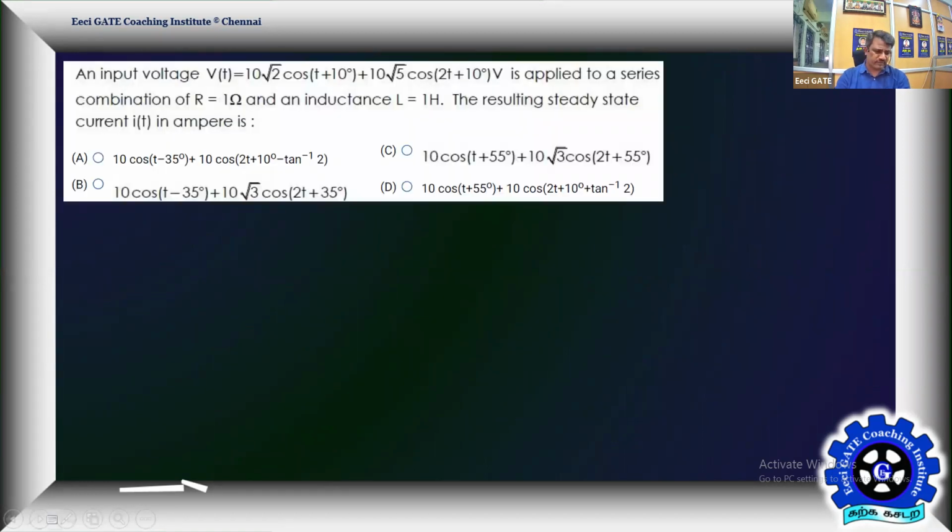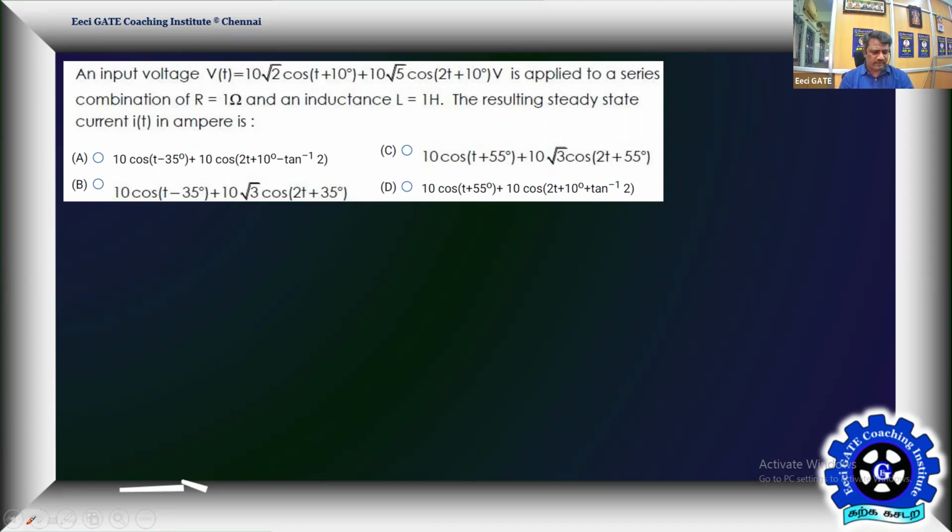Next one. It's also from circuits. Another 2 marks. An input voltage V of t, 10 root 2 cos(t + 10 degrees) and 10 root 5 cos(2t + 10 degrees), is applied to a series combination of R and an inductance L, resulting in steady state current in amperes. Okay, simple. It's an AC circuit analysis.